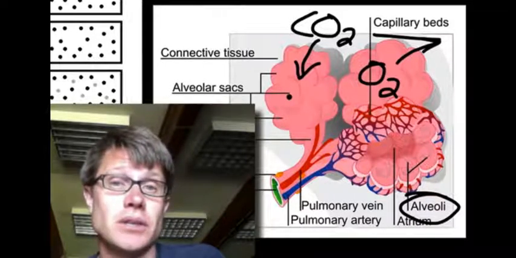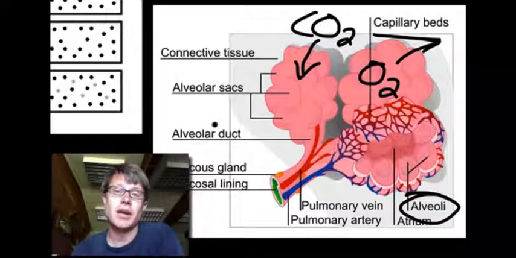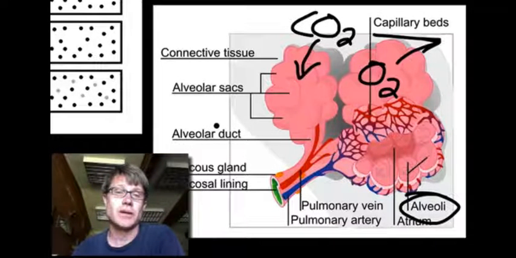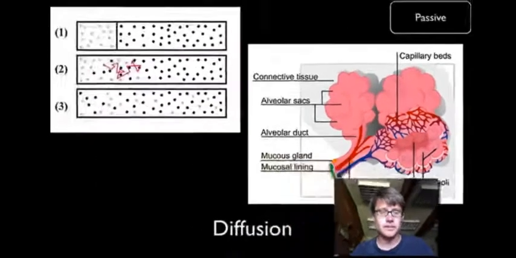It requires no energy. Likewise, when I breathe out, that carbon dioxide is coming out through a process of diffusion as well. How much energy does that require? None. Let's go to the next one then.